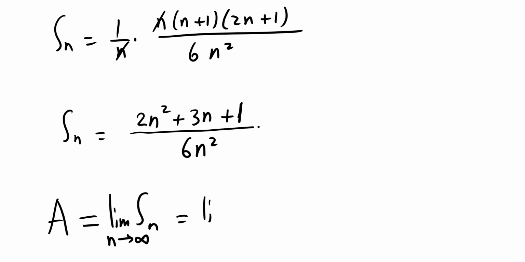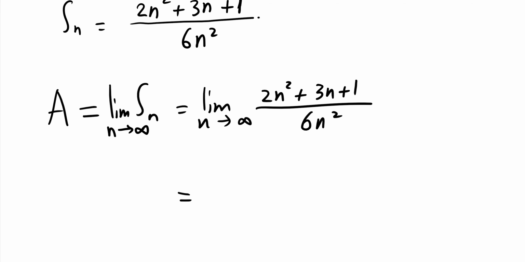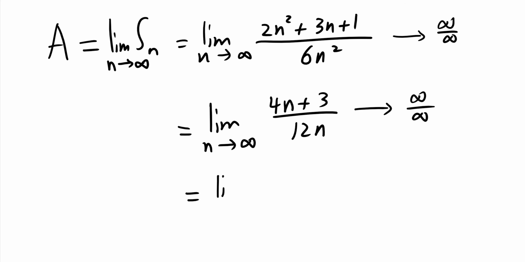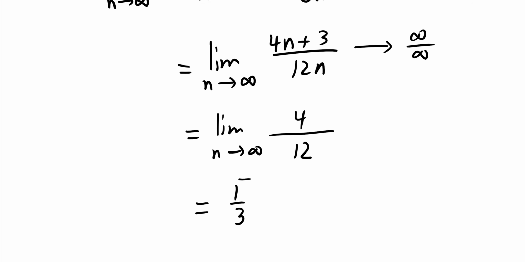So to apply to this one, limit as n goes to infinity, we have 2n squared plus 3n plus 1 over 6n squared. And what do we get in here? How do we find the limit of this? There are many ways to do this. This goes to infinity over infinity. You can use L'Hopital's if you like. As n goes to infinity, L'Hopital gives 4n plus 3 over 12n. Oh, again infinity over infinity. We can use L'Hopital again. The limit as n goes to infinity by L'Hopital's rule is 4 over 12. So the answer is 4 over 12, which is 1/3.